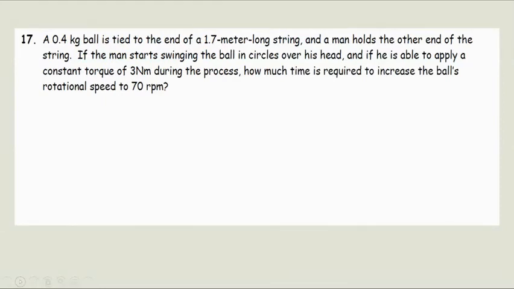We have a 0.4 kilogram ball tied to the end of a 1.7 meter long string, and a man holds the other end of the string. If the man starts swinging the ball in circles over his head, and if he is able to apply a constant torque of 3 newtons times meters during the process, how much time is required to increase the ball's rotational speed to 70 RPM?